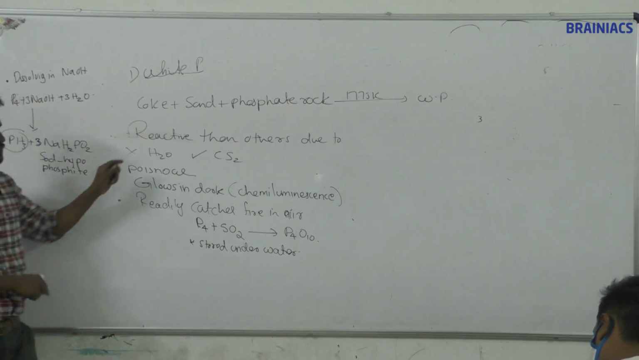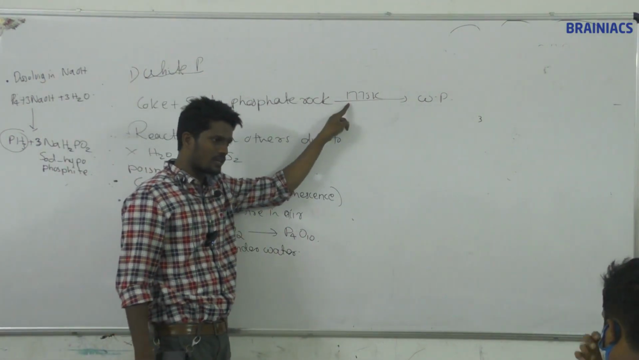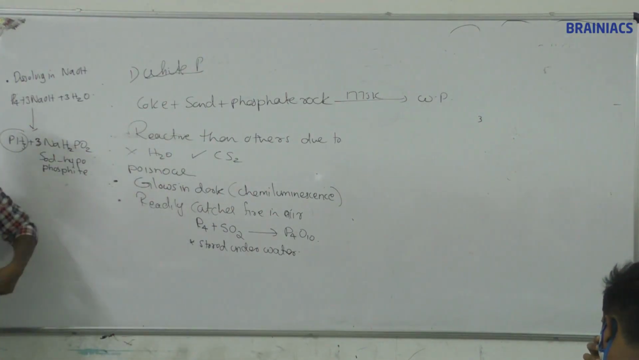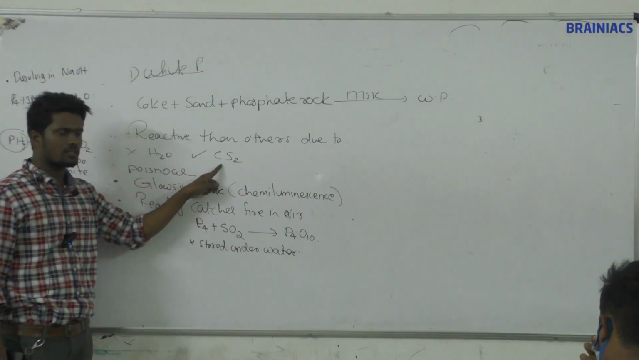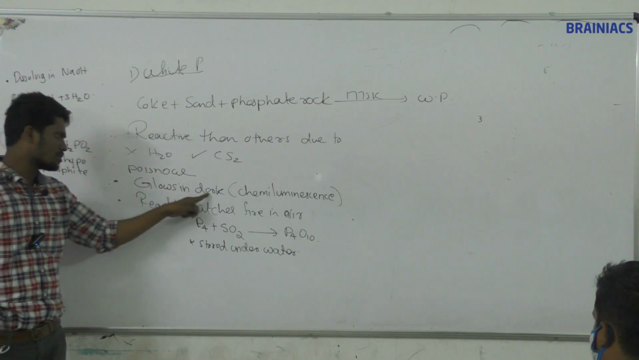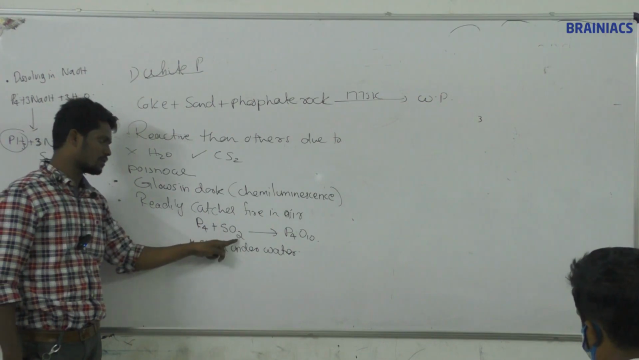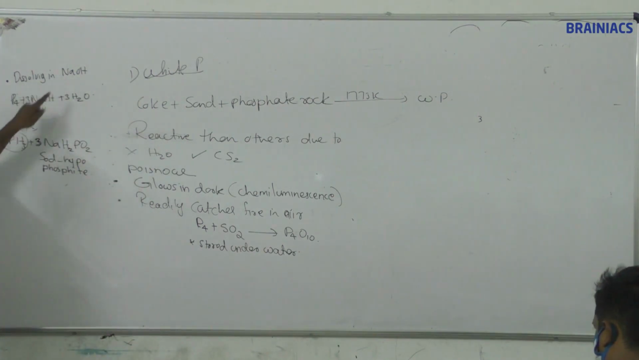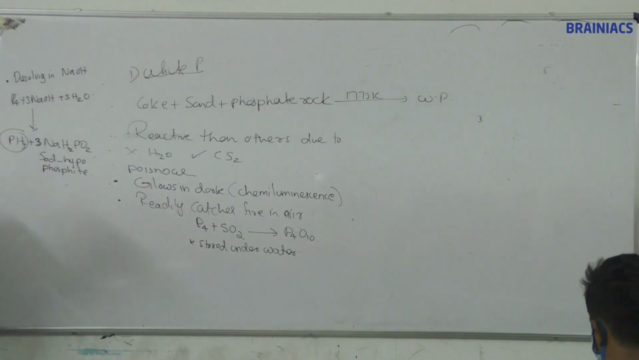So what is the preparation of white phosphorus? Heating phosphate rock with coke and sand at 1773 Kelvin. It is more reactive than others because it contains discrete P4 tetrahedral molecules. It is not soluble in water but soluble in CS2 due to its non-polar nature, and it is poisonous and glows in the dark. It is called chemiluminescence. It readily catches fire in air, that is P4 in the presence of air gives P4O10. So it is stored under water, and it dissolves in NaOH, giving phosphine and sodium hypophosphite. Okay, red phosphorus.